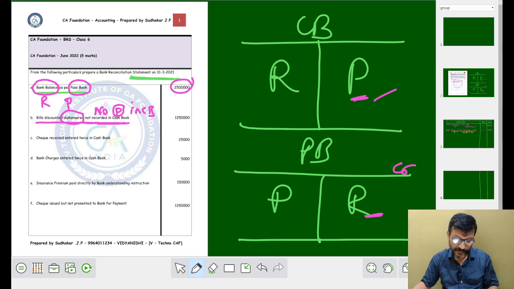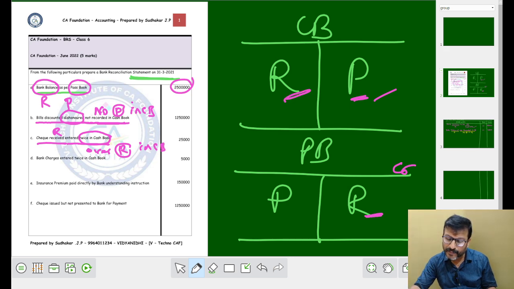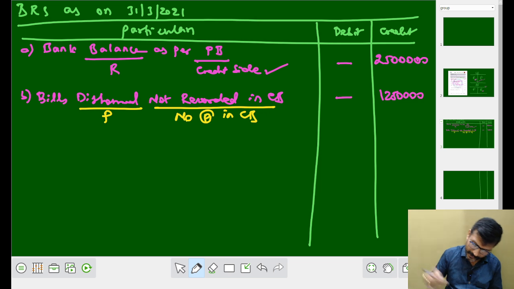See what is there. Checks received means receipt. Entered twice in the cash book means over receipt in cash book. Over receipt means over debit. So we have to take it in credit side. That is point number C.